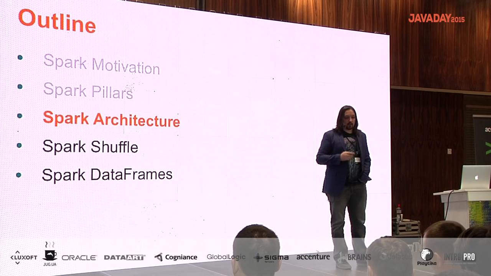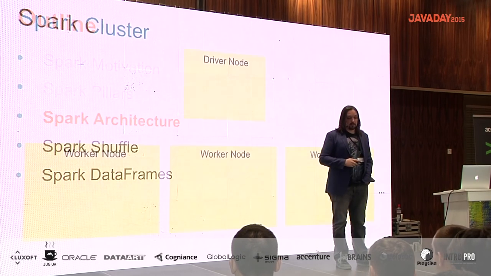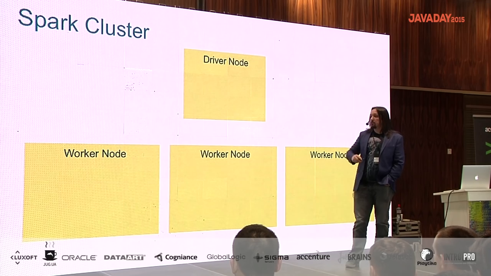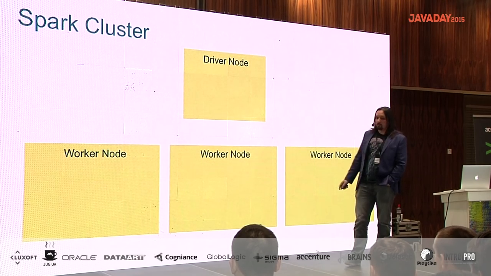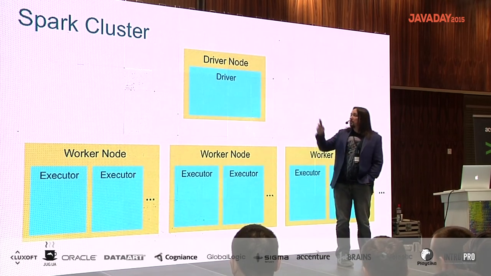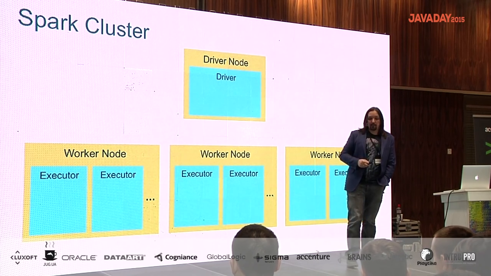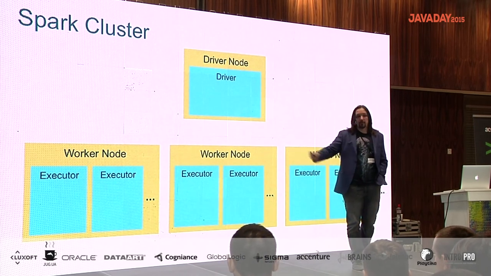Now we will tell you how it really works and what is inside. First of all, we have two types of nodes, the driver node and the worker node. On the driver node, we run an application, usually called the driver. On the worker node, we run a number of executors.